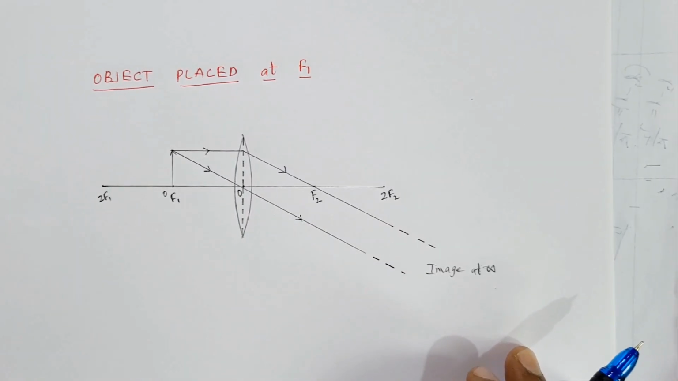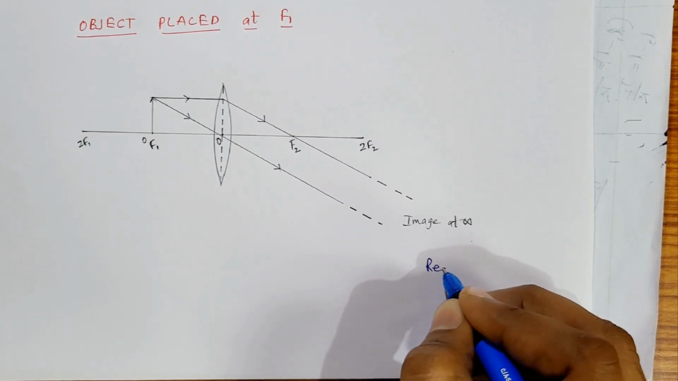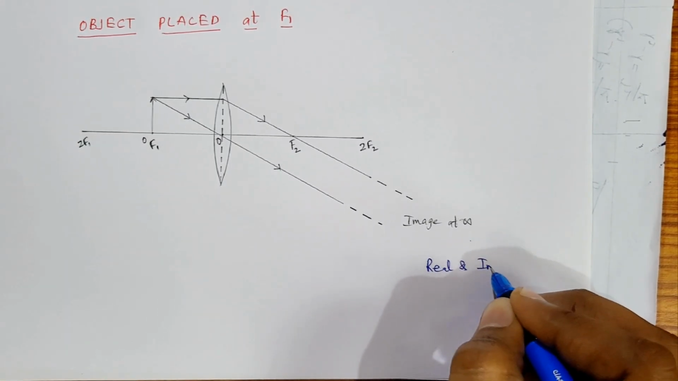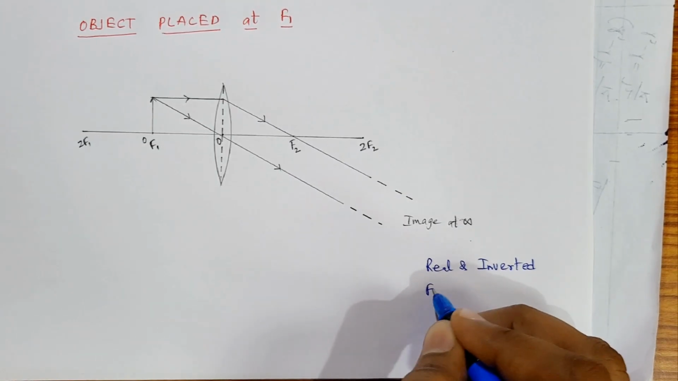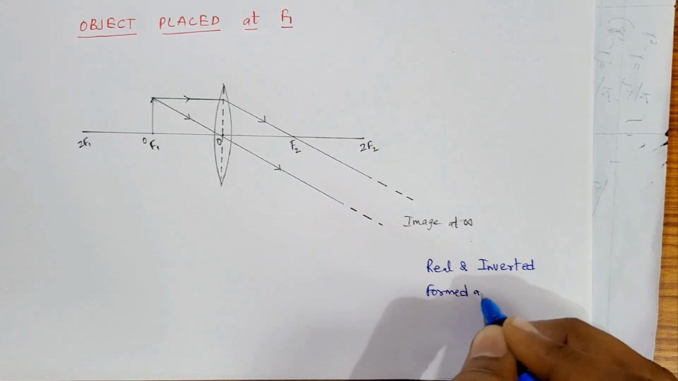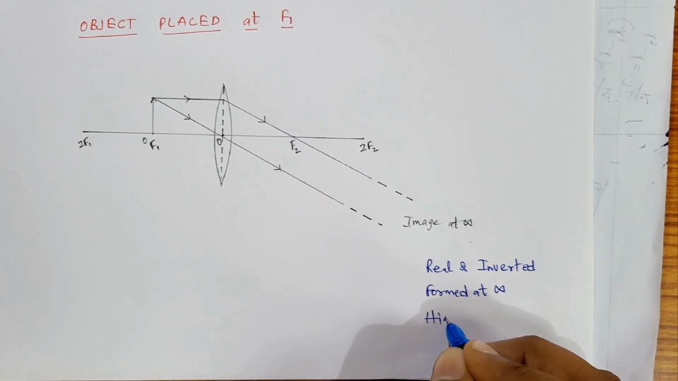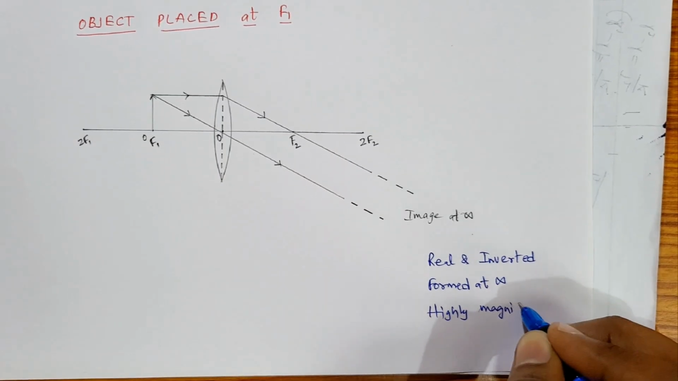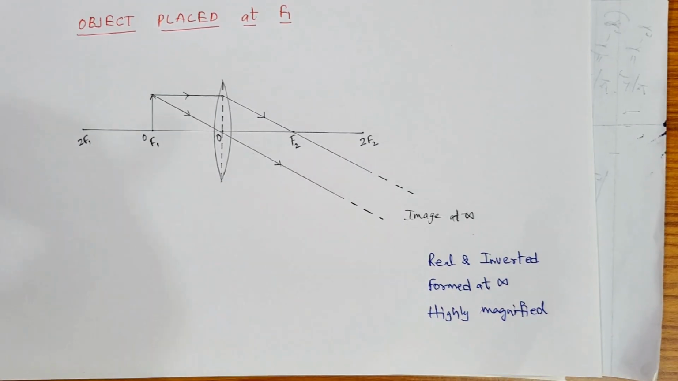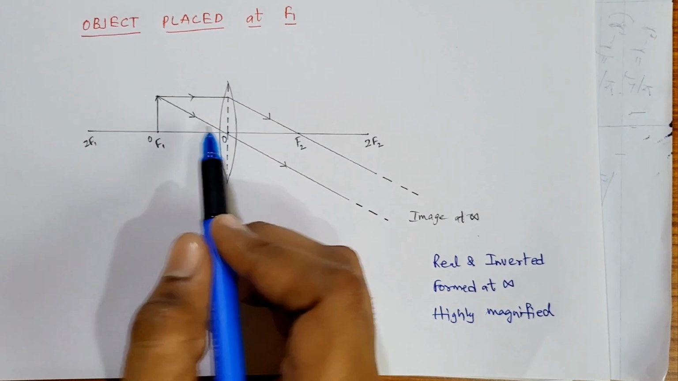So now let us write the image characteristics. Are they going to meet? Yes. So image will be real and inverted. And where image is formed? Image is formed at infinity. Whatever the magnification of image will be highly magnified. Highly magnified. Okay. Now last case of convex lens, and very important case and very careful case.